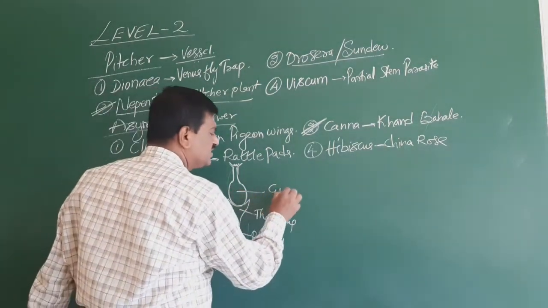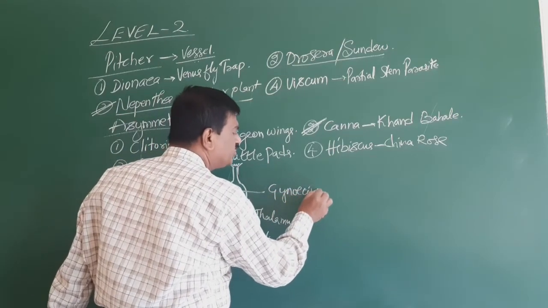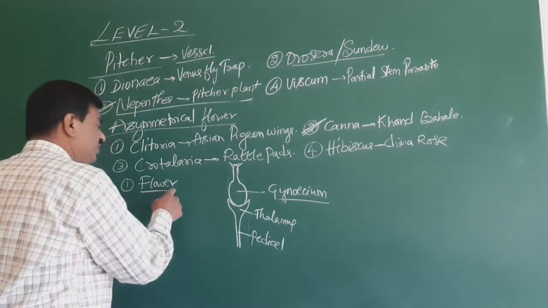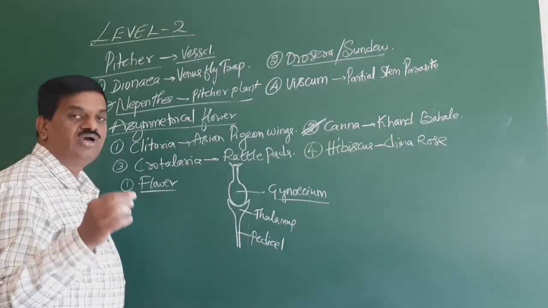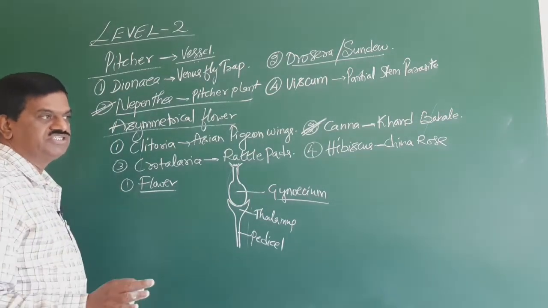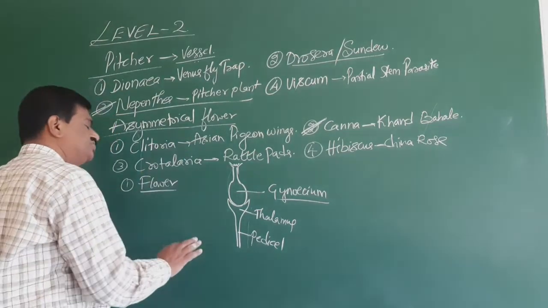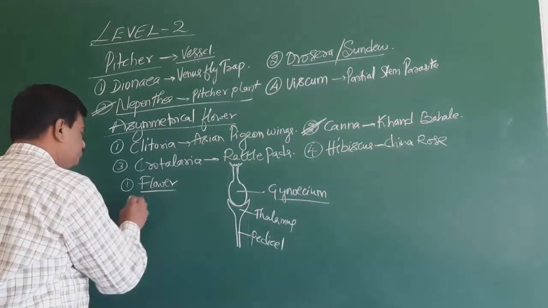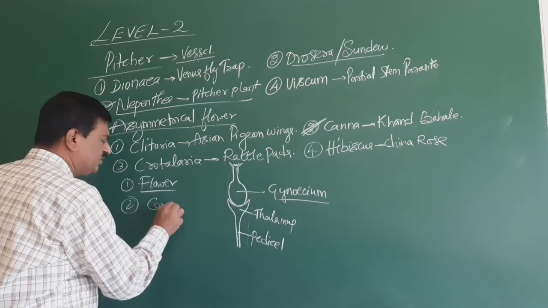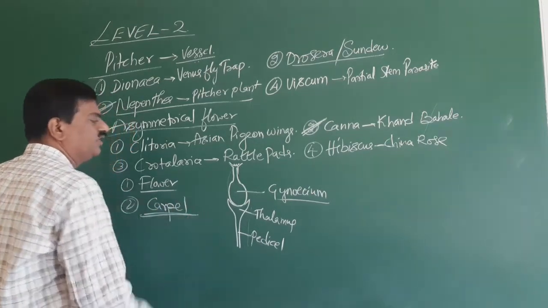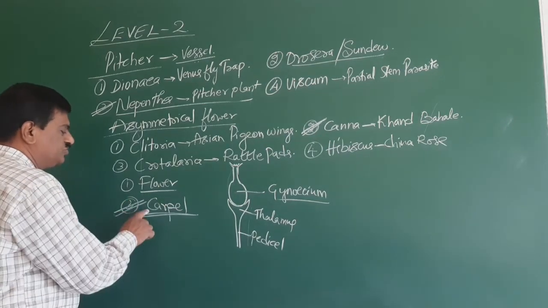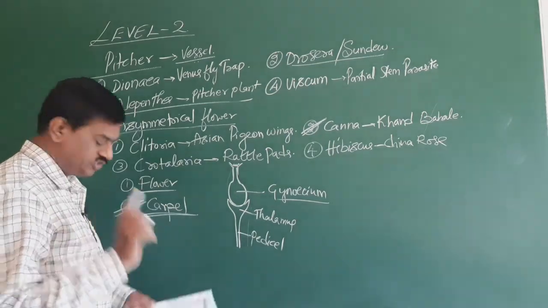This is called gynoecium. Gynoecium has three parts: ovary, style and stigma. It is not a flower. When we use the word flower, all the non-essential and essential parts should be present. Non-essential like calyx and corolla, essential like androecium and gynoecium. So it is not the answer. The second one is carpel. The carpel is nothing but the unit of gynoecium. So it is a part of a gynoecium. Hence this is the right answer, carpel.